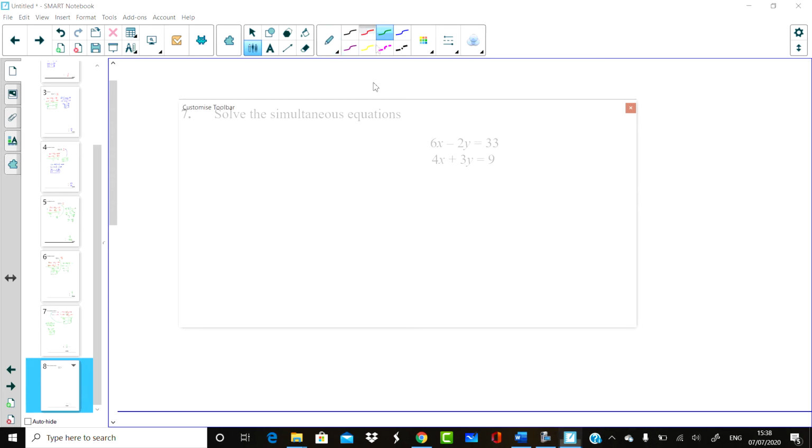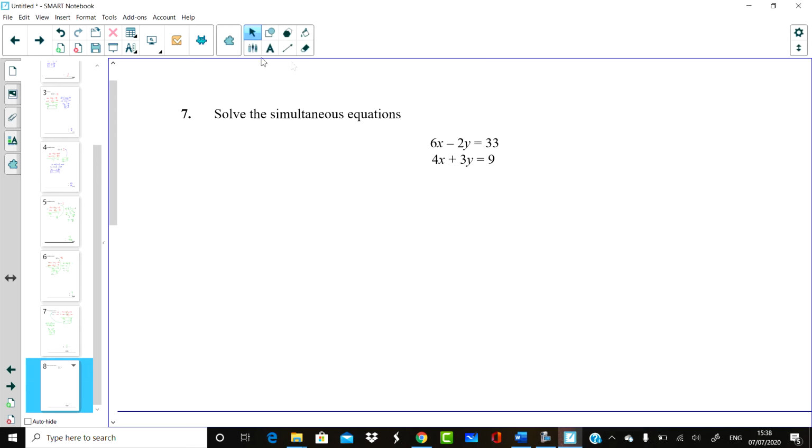Okay, so what we can do here is we want to get, again, the x or the y terms to be the same number. So I'm going to choose the x term here to eliminate first. So what's a common multiple between 6 and 4? That would be 24. So I'm going to multiply this first one by 4 and the second one by 6.